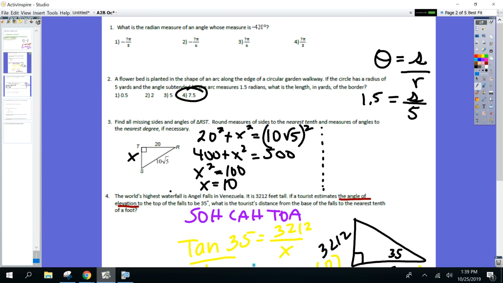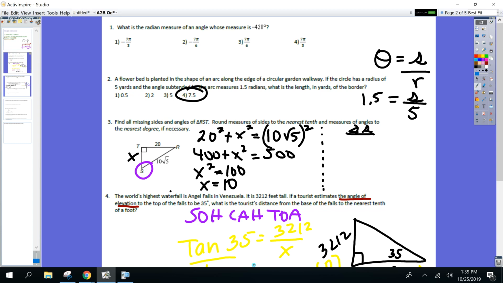Here you go. Your call now. Angle R or S? S. Here we go, everyone. Angle S. And I'm not going to use the 10. I'm just going to use the 20 and the 10 radical 5 I was given. How are we going to do this now?